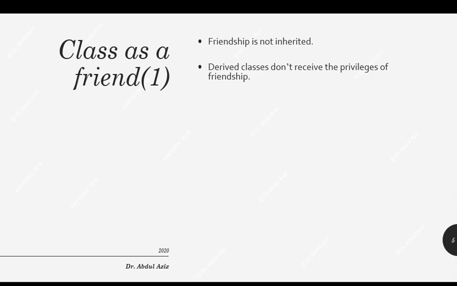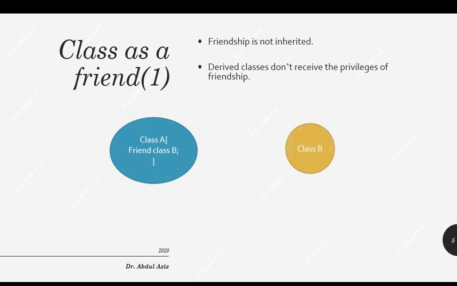Now, there are certain rules that we need to remember. Rule number one: friendship is not inherited. That means the friend privileges do not carry over to the derived class. For example, we have declared a class A, and in this class A, we have declared class B as a friend. That means class B is a friend of class A, and class B can easily access data stored in class A.